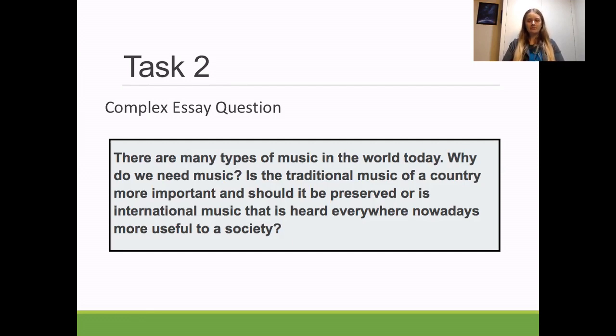So here you have to very carefully read the question because they're asking a few things. So why do we need music? Is traditional music more important? Should it be preserved? Or is international music more useful? So you're covering a few different things. It's more of a broad topic.